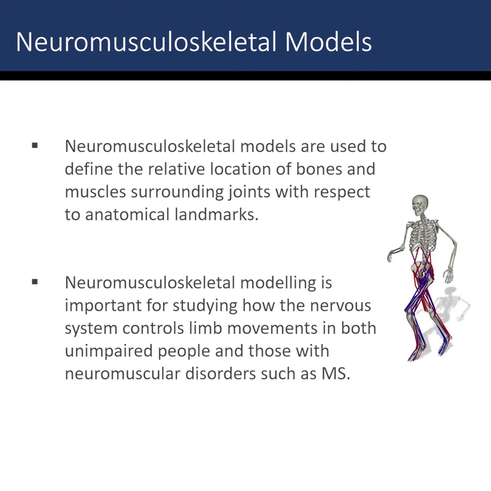Neuromusculoskeletal modeling is important for studying how the nervous system controls limb movements in both unimpaired people and those with neuromuscular disorders such as MS, Parkinson's, and Huntington's disease. One of the leading trailblazers in modeling musculoskeletal structures is Scott Delp, a professor at Stanford who developed the open source software known as OpenSim for biomechanical modeling, simulation, and analyzing human motion. The picture on the right is an example of a simulation someone made in this program of the lower extremities.